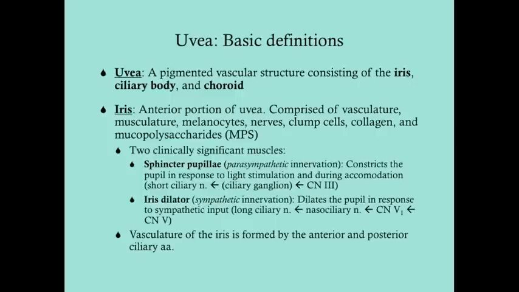It also constricts when you need to accommodate. So when you're looking at something close up, you actually want less light to come into your eye, because if there's less light coming into your eye, it's actually going to project the image more anteriorly, and that's useful when you're looking at things close up. So this helps with accommodation.